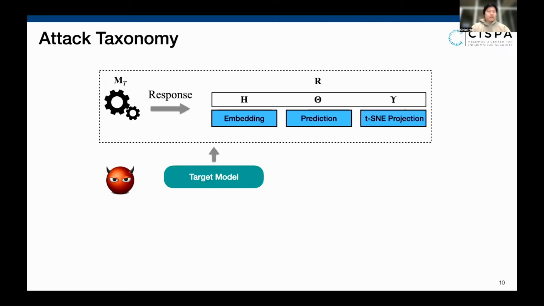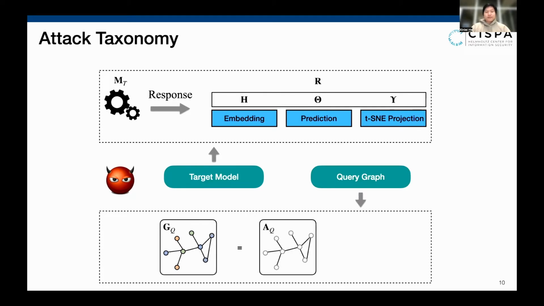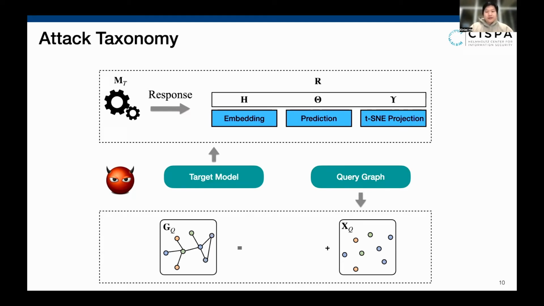Now let's talk about the attack taxonomy. We consider the adversary has query access to the black-box target model and can obtain the response such as prediction, embedding, and projection. And the adversary may also have a query graph, which has an adjacency matrix and all node features. In a more extreme case, the adjacency matrix is not accessible and the adversary needs to reconstruct the graph structure with the node features first.